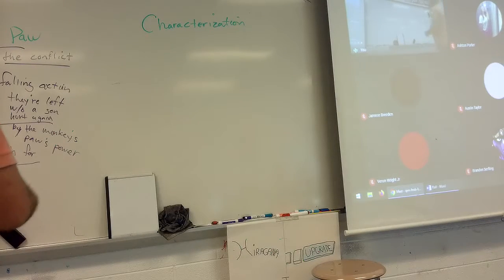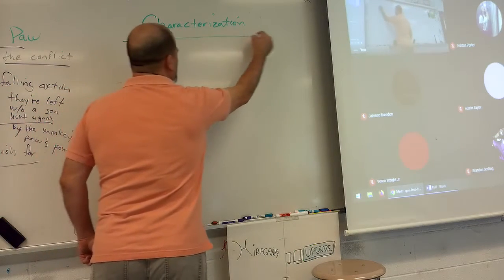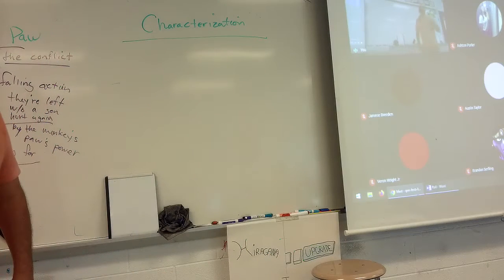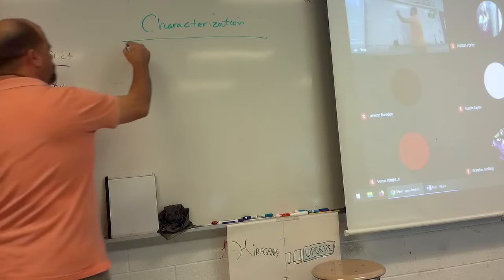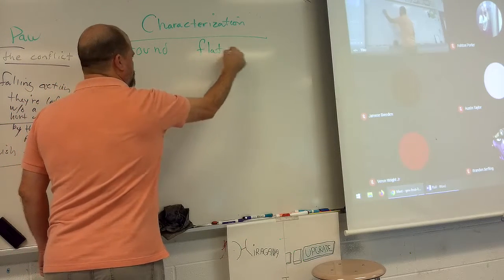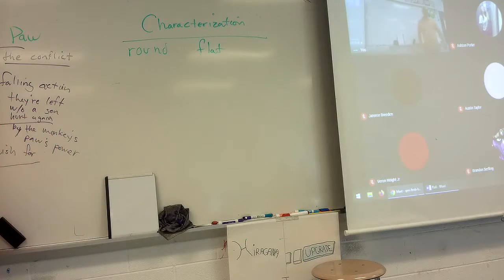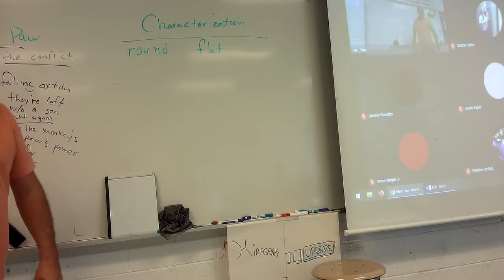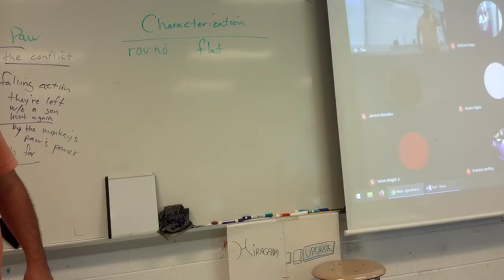So to talk a little bit about characterization, there are many different types of descriptions of characters. For example, we talk about round characters and flat characters. Do you know the difference between these two? What's a round character? It's not like Michael Moore, someone who's excessively fat. What is a round character, and how is it different than a flat character? Round characters change their personality.